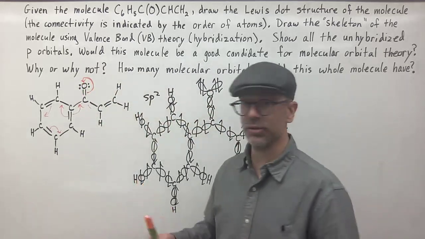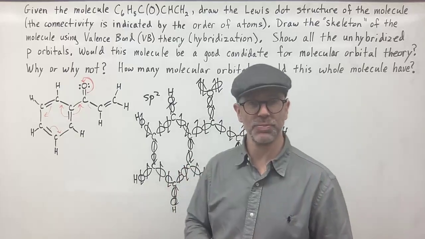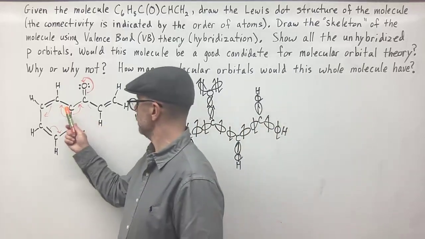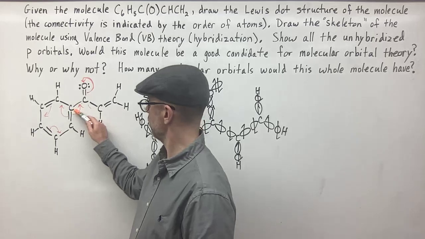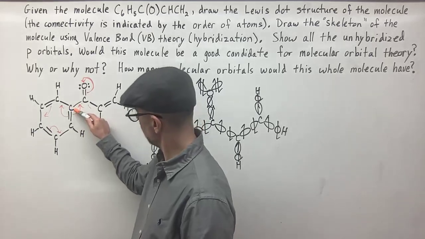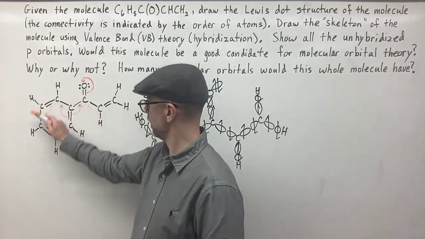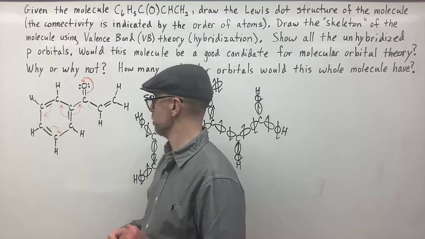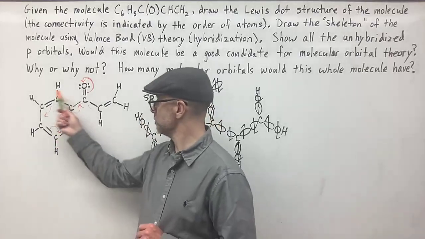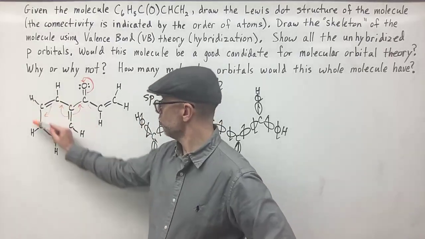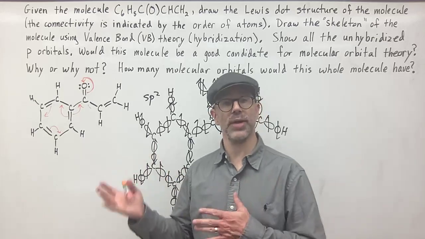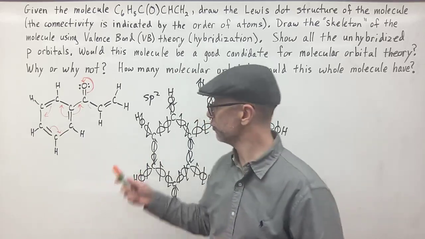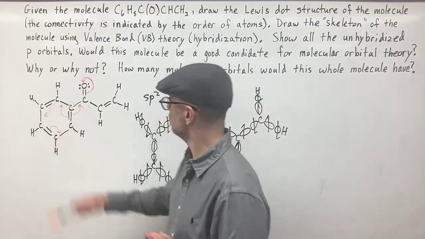So how do we count the number of unhybridized p orbitals? Well, this is sp2 hybridized here. So there's an unhybridized orbital here, and every carbon in this ring has an unhybridized p orbital. So that's 6 p orbitals. And so that's going to be 6 molecular orbitals there because we have 6 atomic orbitals in this system here.